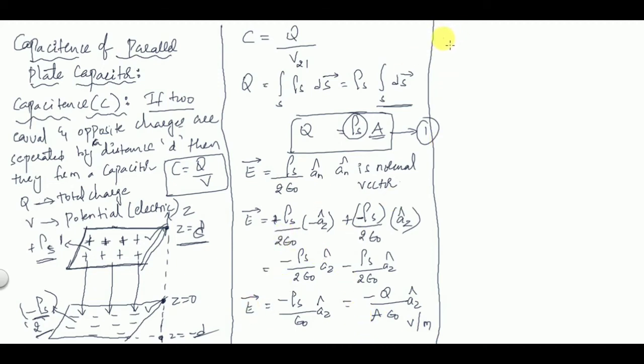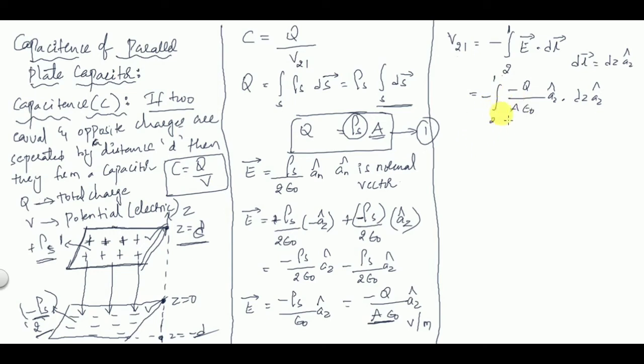So we know from the previous video that V21 is equal to minus integral 2 to 1. Okay, so VAB is equal to A to B, so V21 is equal to 2 to 1 E bar dot DL bar. Now the length is along the Z axis, so we have dz here. So DL bar is equal to dz AZ cap, right? So minus 2 to 1. What is E? E is minus Q by A epsilon naught AZ cap dot DL bar. DL bar is dz AZ cap.